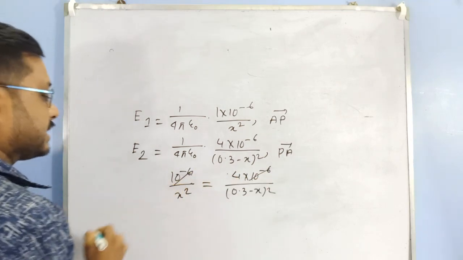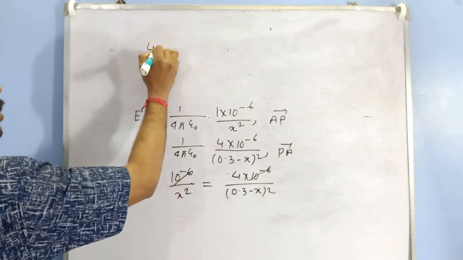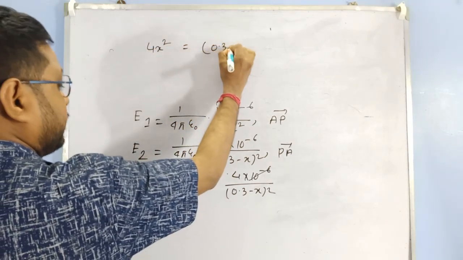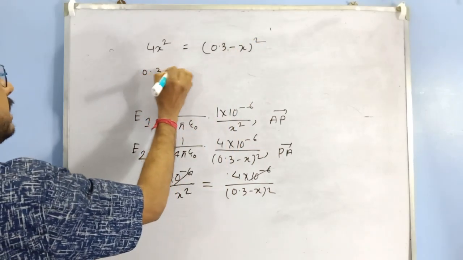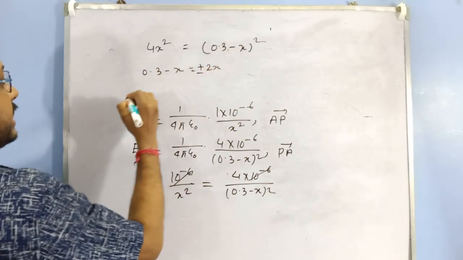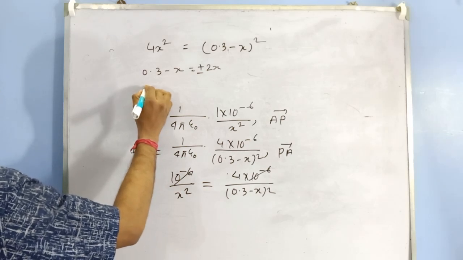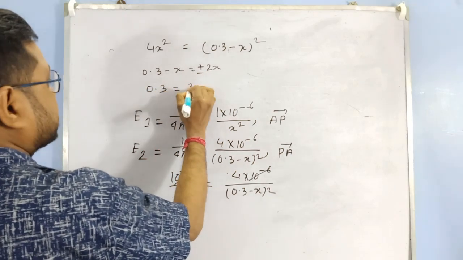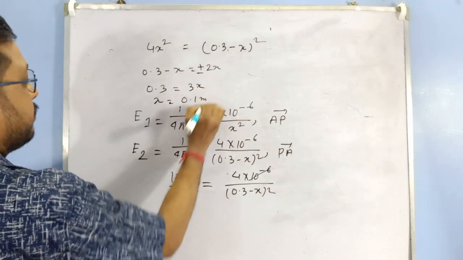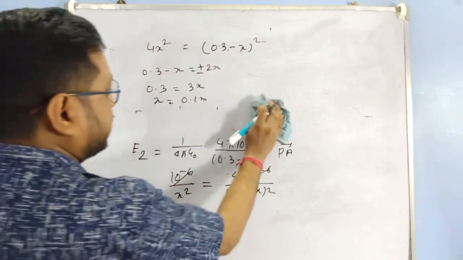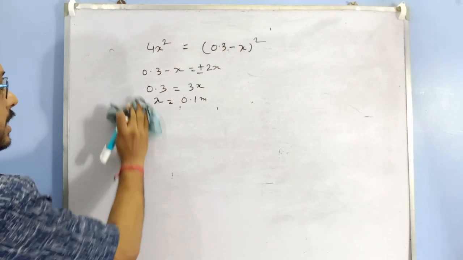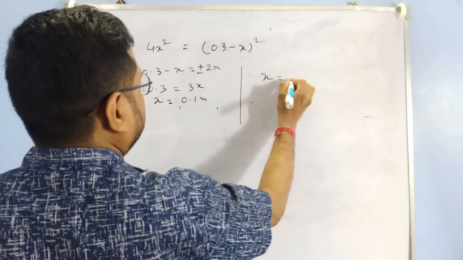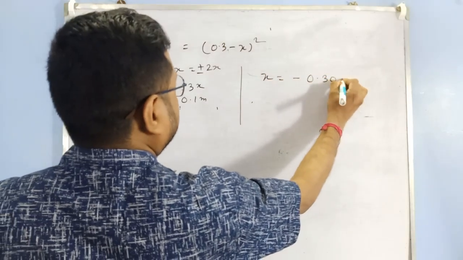The 10 to the power minus 6 terms cancel out. So, 4x square equals (0.3 minus x) square, or 0.3 minus x equals plus or minus 2x. So, we get 0.3 equals 2x plus x, which is 3x, or x equals 0.1 meter. For the minus sign, we get x equal to minus 0.3 meter.